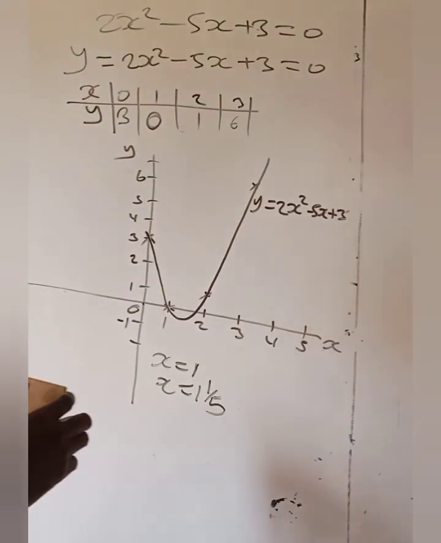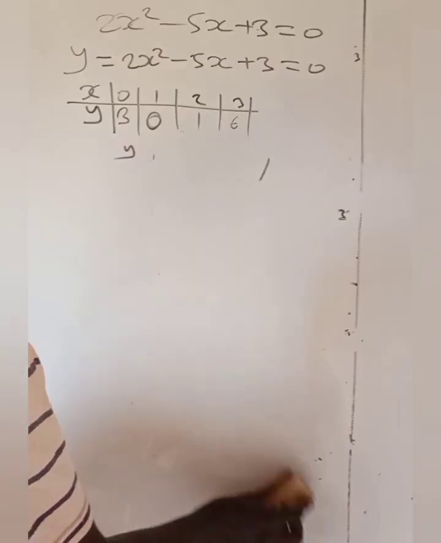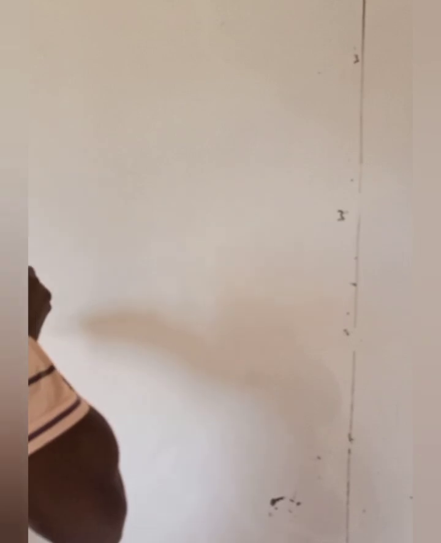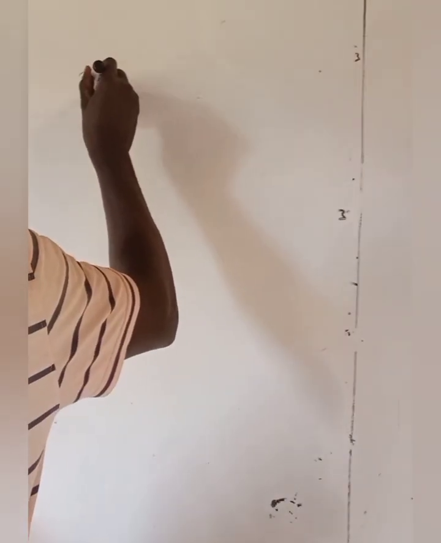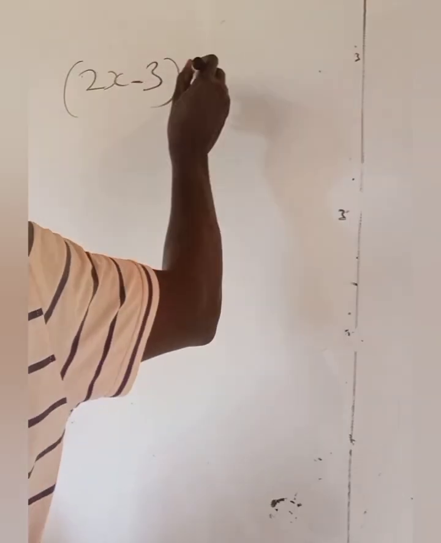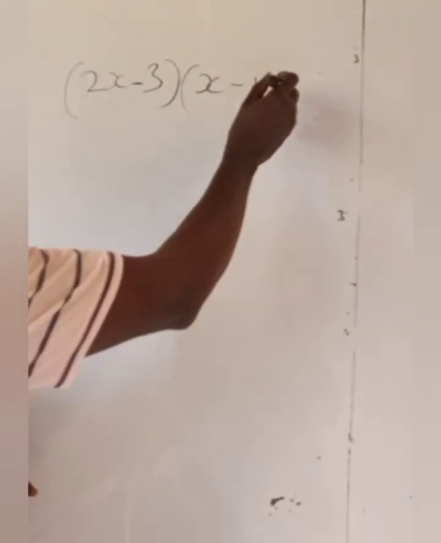Now, lastly, let's look at how we can expand quadratic equations. Now we have an equation that is like this: 2x minus 3 and x minus 1. How do you expand such an equation? Let's say it's equal to 0.